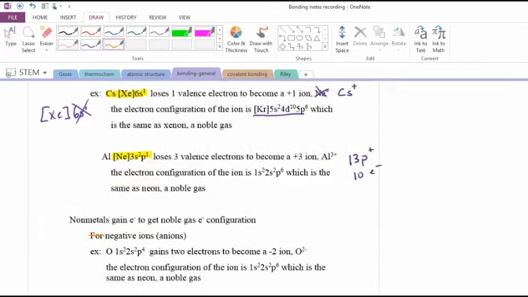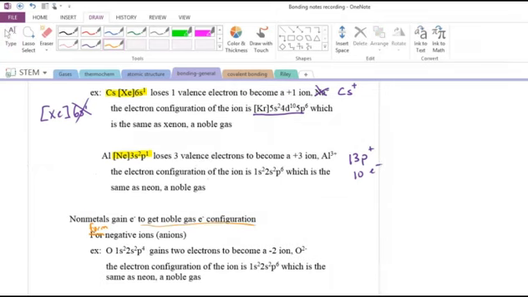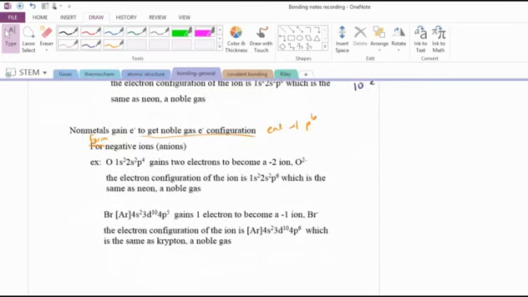Now, nonmetals gain electrons, so they form negative ions, which we call anions. And again, to get a noble gas electron configuration. So, noble gases, remember, end with p6. So here's oxygen, ends with p4, so it's got to gain 2. So we have a -2 ion, and it ends with p6. Now bromine ends with p5, so it's going to gain 1 to get its p6, and so it's going to be a -1 ion compared to oxygen's -2.